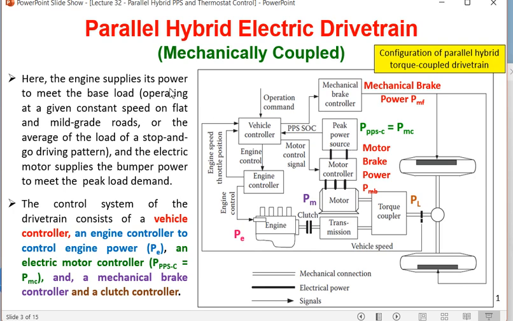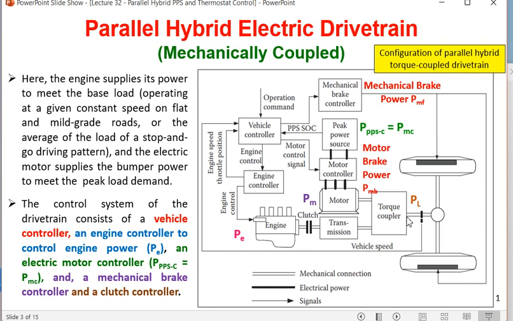So the engine supplies its power to meet the base load demand. What is the base load? It is nothing but operating at a constant speed on a flat and mild grade road, or the average load of a stop and go driving pattern. So the base load is generally supplied by the engine. It can be a flat road, it can be a mild grade, that means a very small 2-5 degree grade, or it can be a stop and go driving pattern inside the city. Or this whole drivetrain, that means the primary and secondary source together, will be supplying the bumper power to meet the peak load demand.